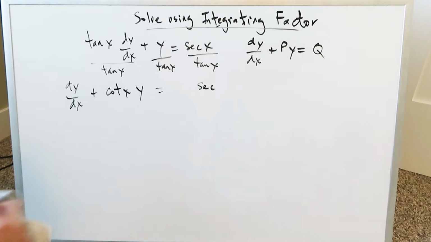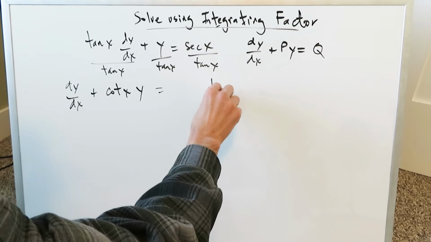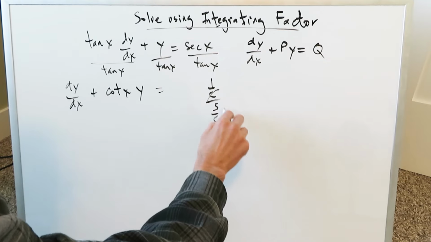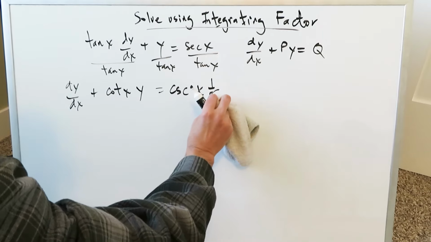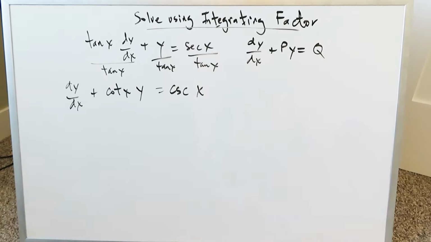This can be simplified, and let's simplify it. It's really 1 over cosine divided by sine over cosine. These cancel out and you're really looking at a cosecant x. All of that simplifies to cosecant x, and you can put that right there. Nothing wrong with doing that.